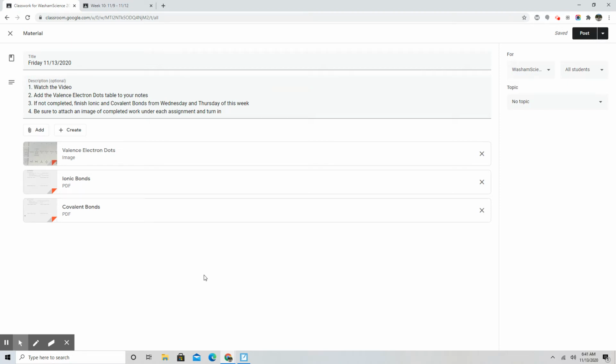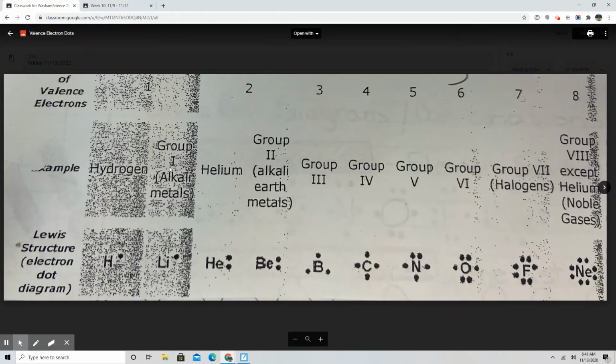I'm going to show you a couple of examples to help you out with the work that you've been doing from Wednesday and Thursday, ionic and covalent bonds. So the first thing you want to do is add to your notes this page right here. This electron dot diagram will help you correctly place your electrons around elements from a certain family. So depending on what group they're in or how many valence electrons you have, this is how you always want to set up the dots around the symbol. So the first thing is add that to your notes.